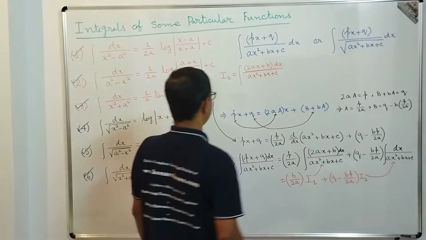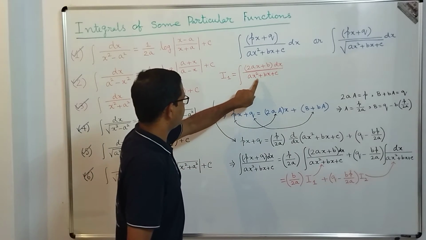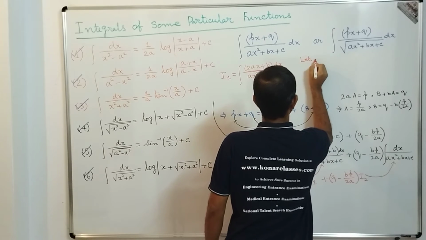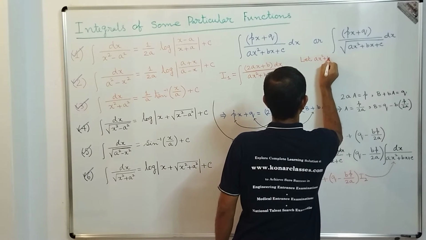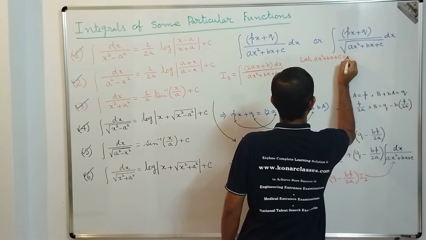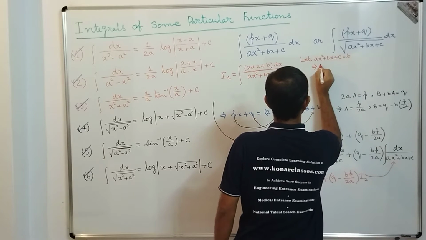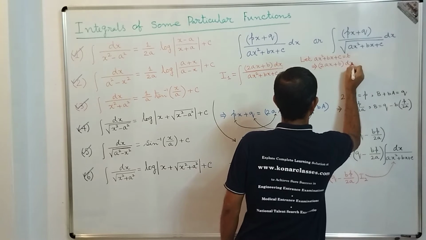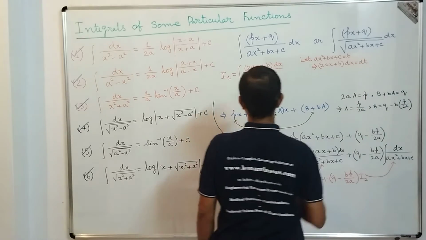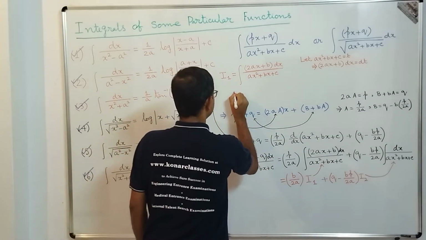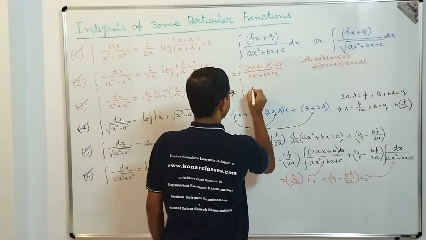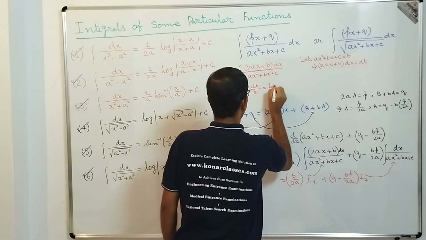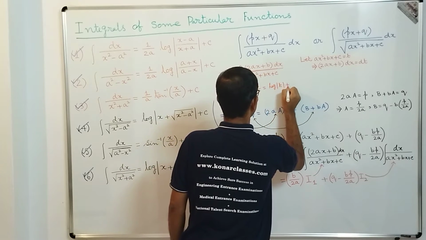Now dear students, let us assume that ax square plus bx plus c is equal to t. So this will give 2ax plus b dx is equal to dt. So then this integration will be the integration of (2ax plus b) dx, which is dt divided by t. So that will be log of mod t plus c.